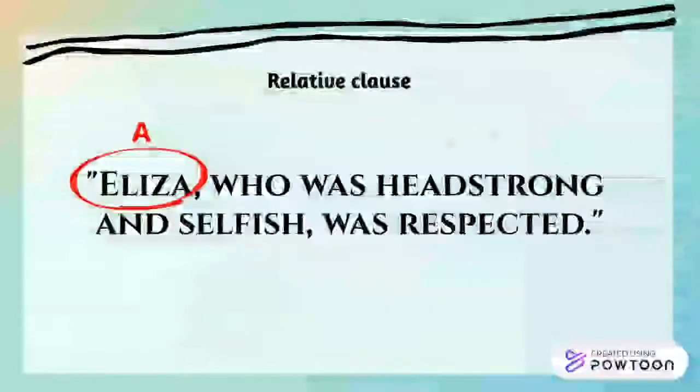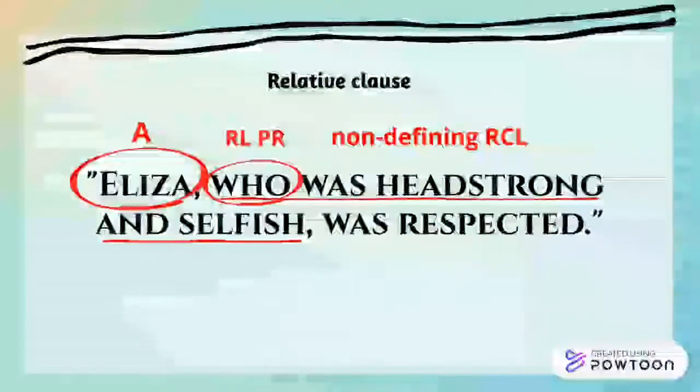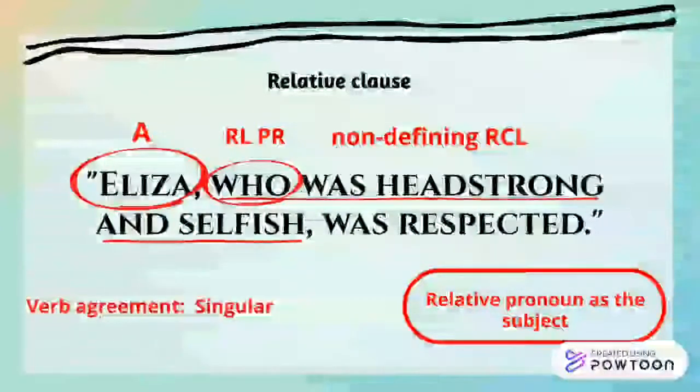The relative clause is non-defining, which means that it's adding extra information between commas. Who is the relative pronoun that introduces the relative clause, which means that it's a relative pronoun used as a noun. And the verb agreement, which is when the subject and verb agree between being singular or plural, in this case is singular, because we have Eliza, which is singular, and was, which is also singular.